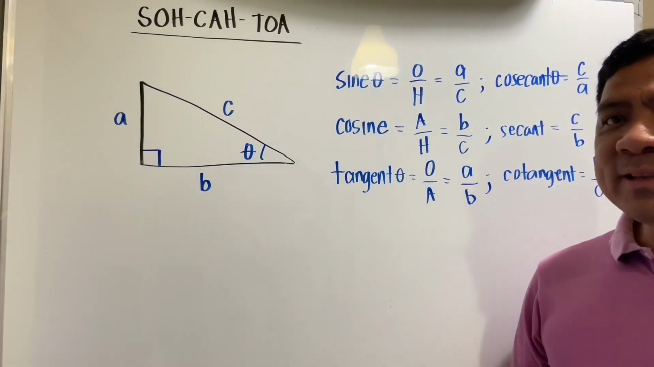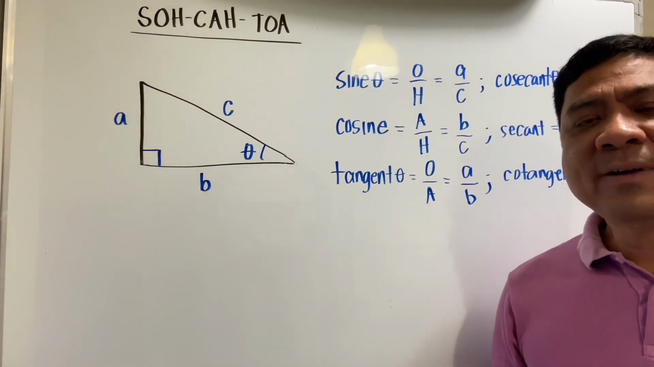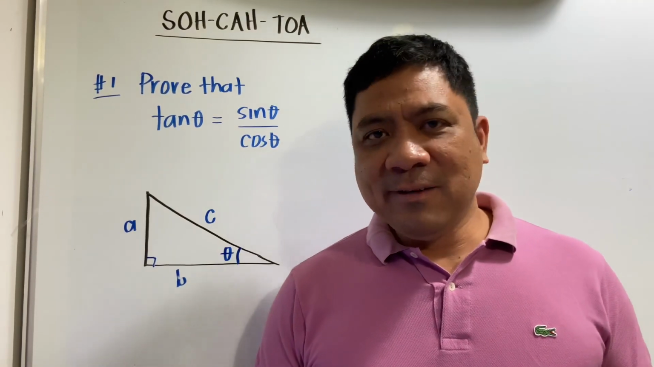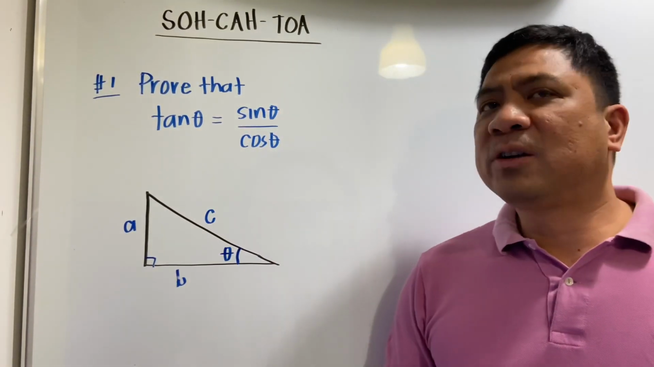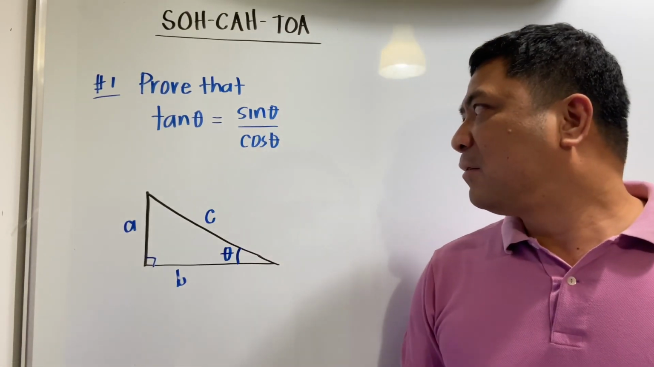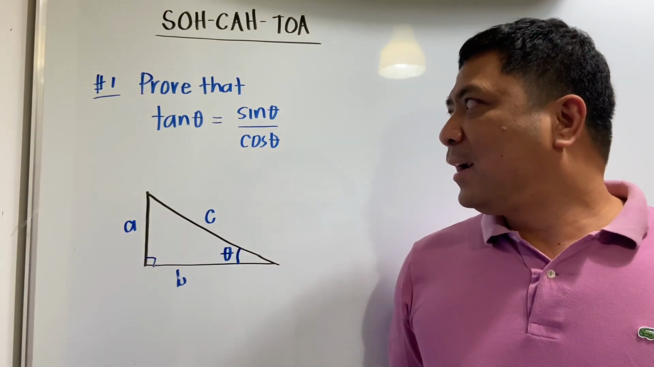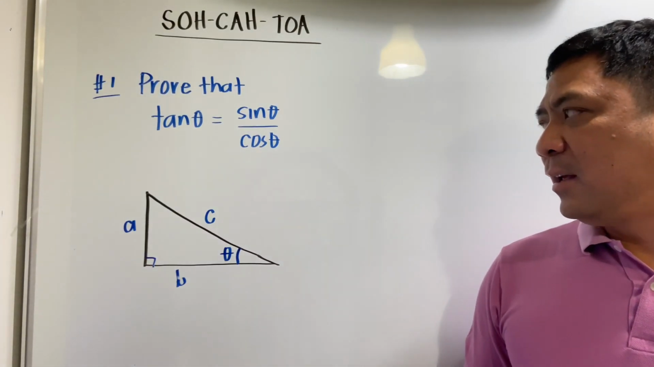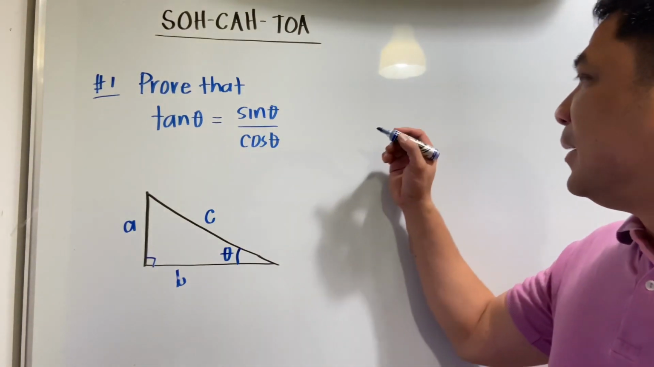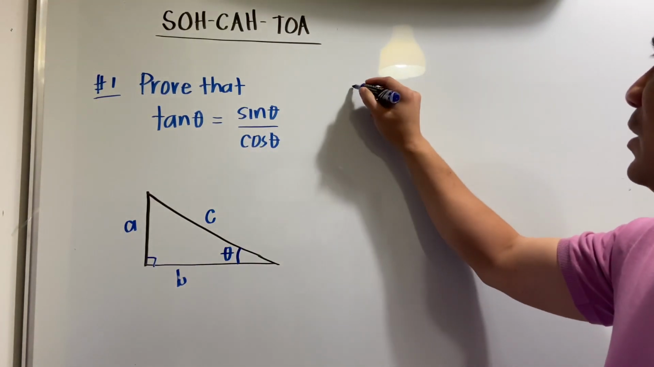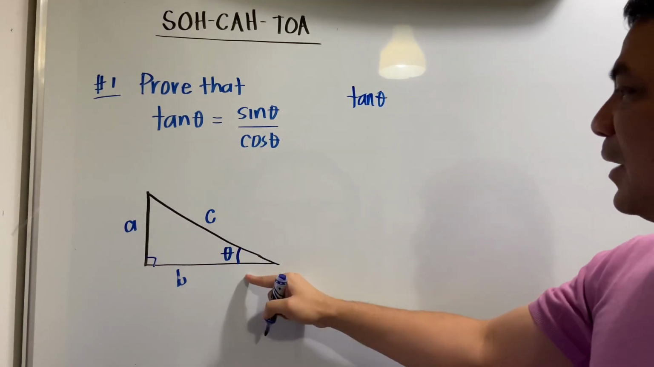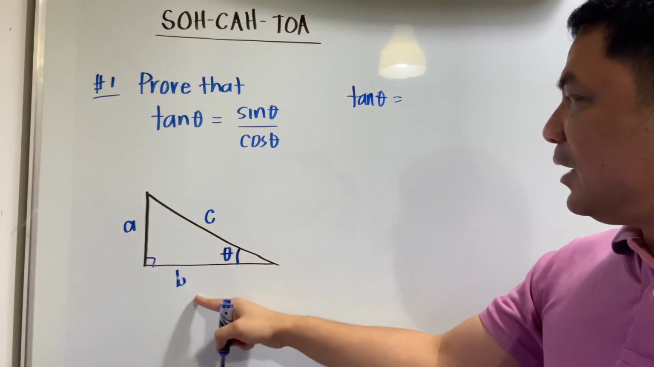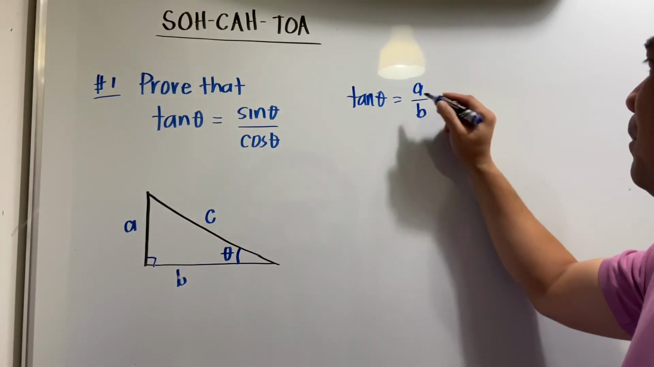So let's try some examples to illustrate more the use of SOH CAH TOA. The very first trigonometric identity I learned when I took trigonometry is that tangent is equal to sine over cosine. So for problem number 1, we are asked to prove why tangent is equal to sine over cosine using this right triangle. As we mentioned before, using SOH CAH TOA, tangent theta, if this is my reference angle, will be equal to the opposite over adjacent. So this is A over B.